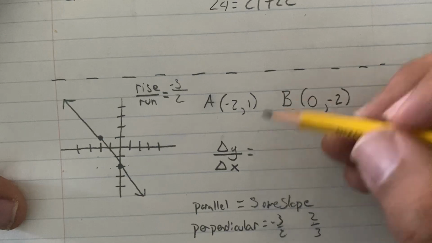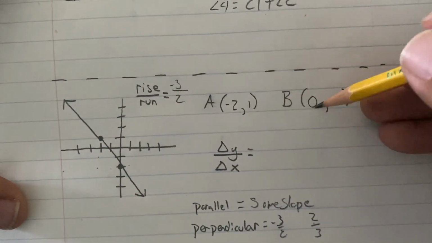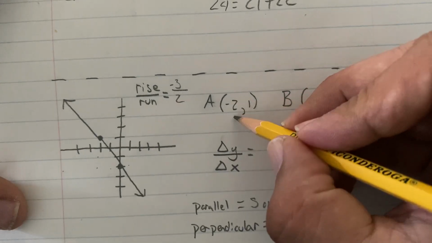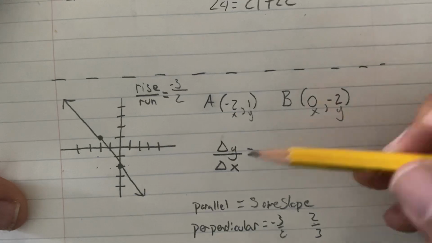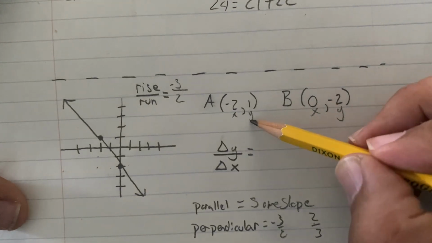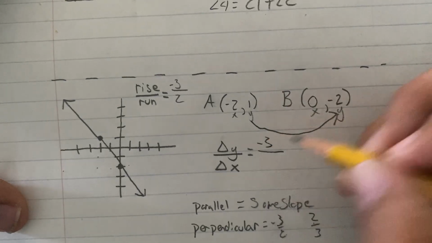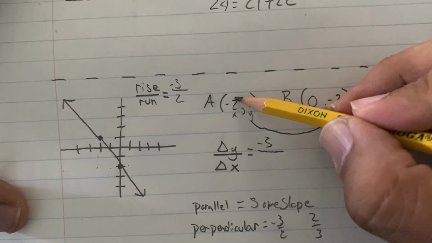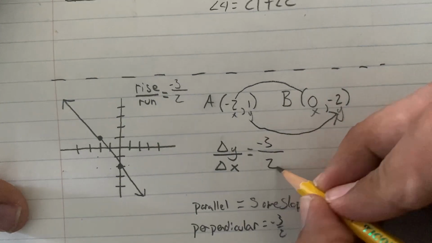Now this one. There's another method. Let's say they don't give you a graph, and you can do it this way as well. The change in y, you should know that this is x and that's y. This is x and this is y. So how does it change from one to another? So 1 to negative 2 is down 3. And then the change in x, negative 2 to 0, is up 2.